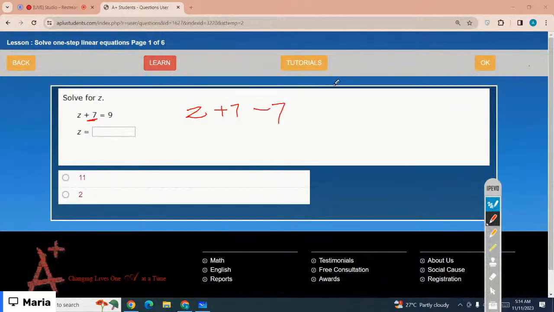That means you can subtract 7 from both sides, right? 7 minus 7 is 0. You are left with z, and 9 minus 7 is 2. Got it? So the correct option is 2.